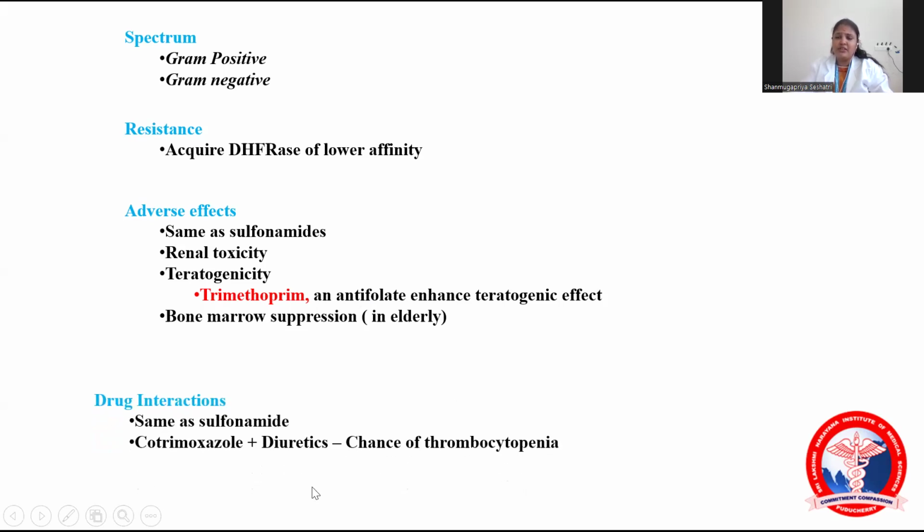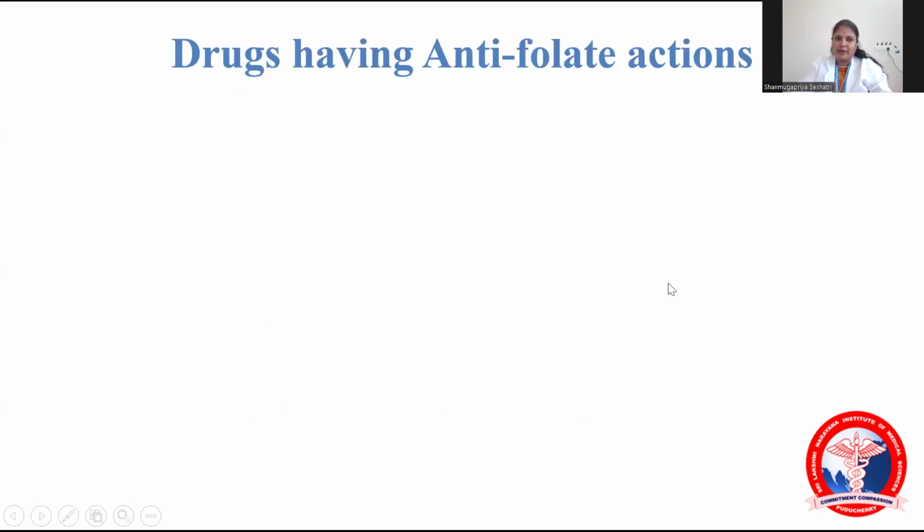Coming to drug interaction. The drug interaction part is similar to your sulfonamide. It can displace the plasma protein binding of drugs which have higher plasma protein binding property. And when cotrimoxazole is given with a diuretic, it has chances of producing thrombocytopenia. So this is one hint here. This drug, when given with a diuretic, can cause thrombocytopenia. So when C and T are combined, it produces T. CD causes T. That is, cotrimoxazole given with a diuretic can cause thrombocytopenia.